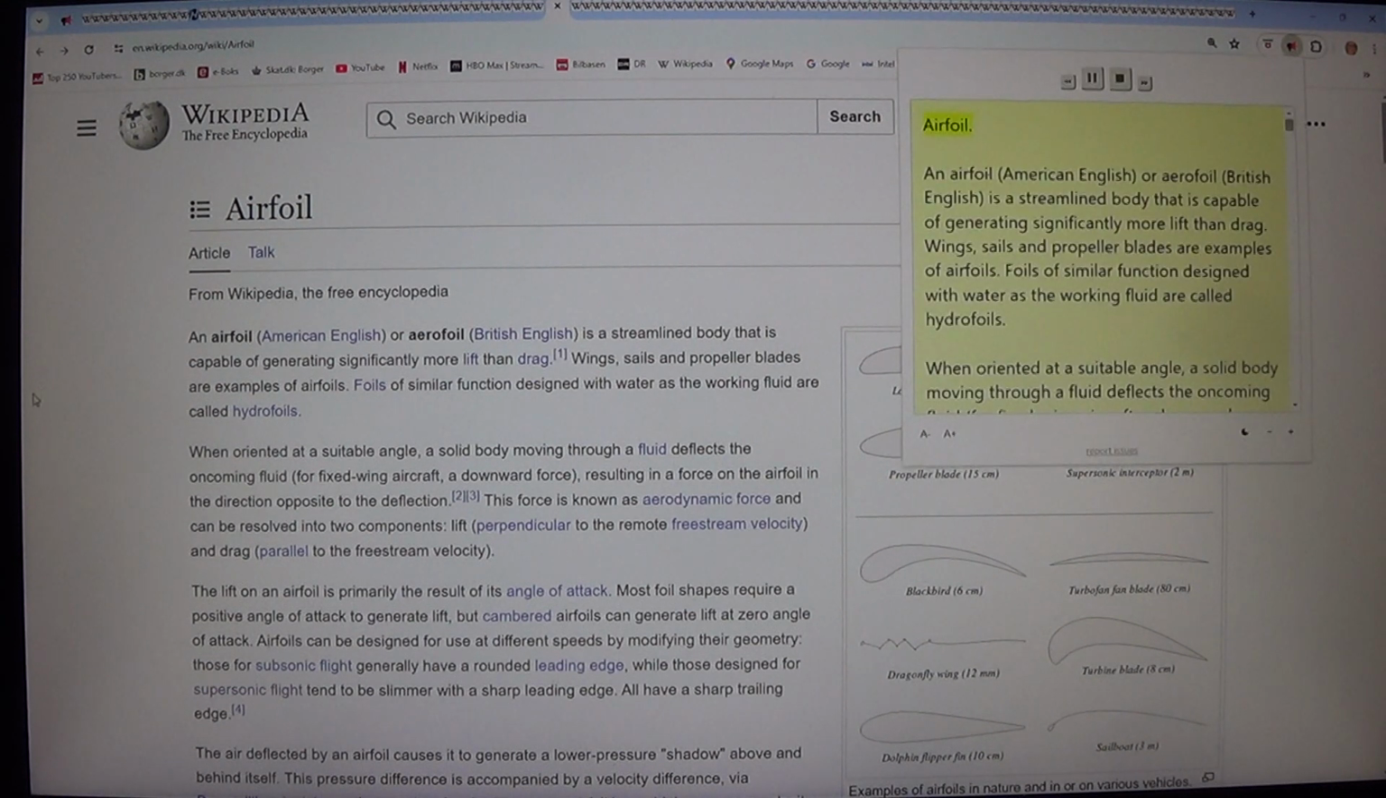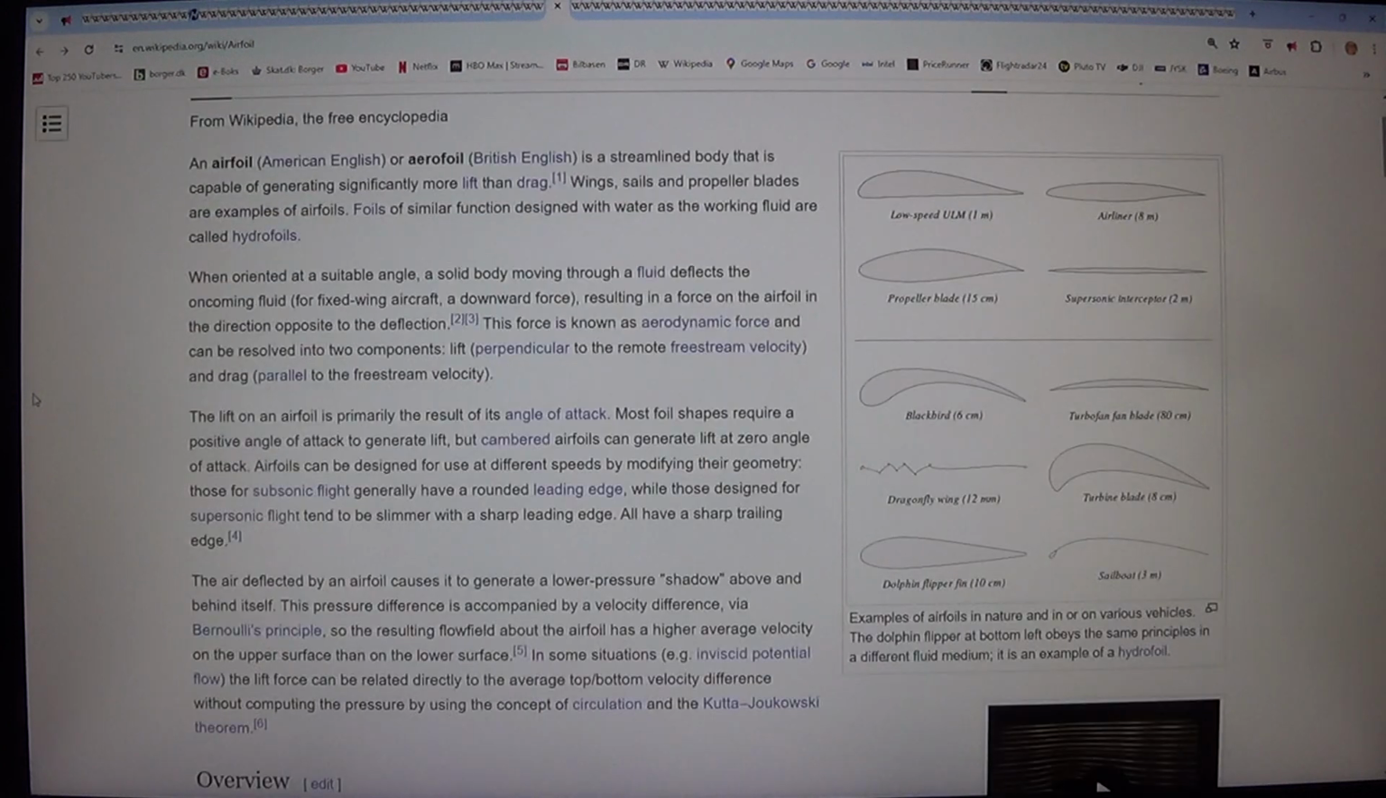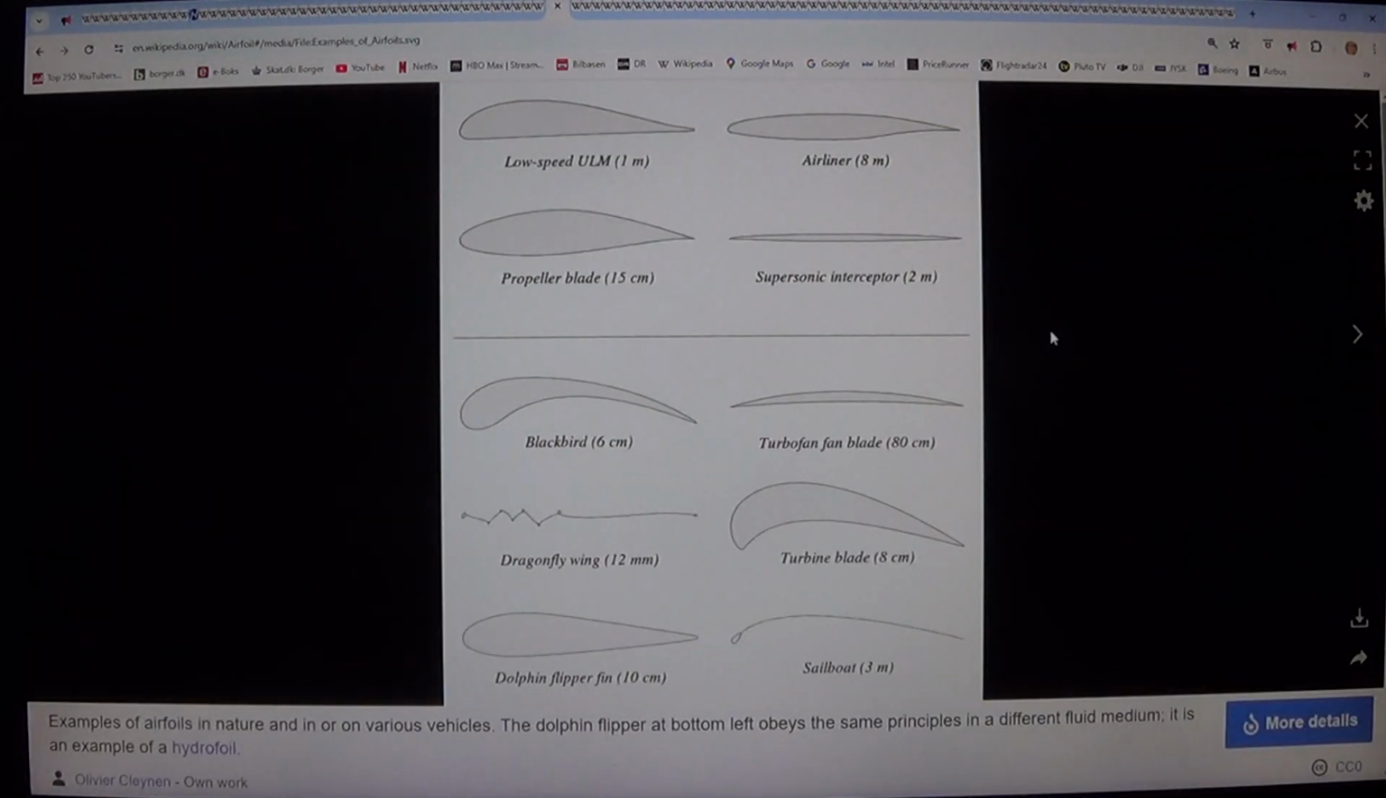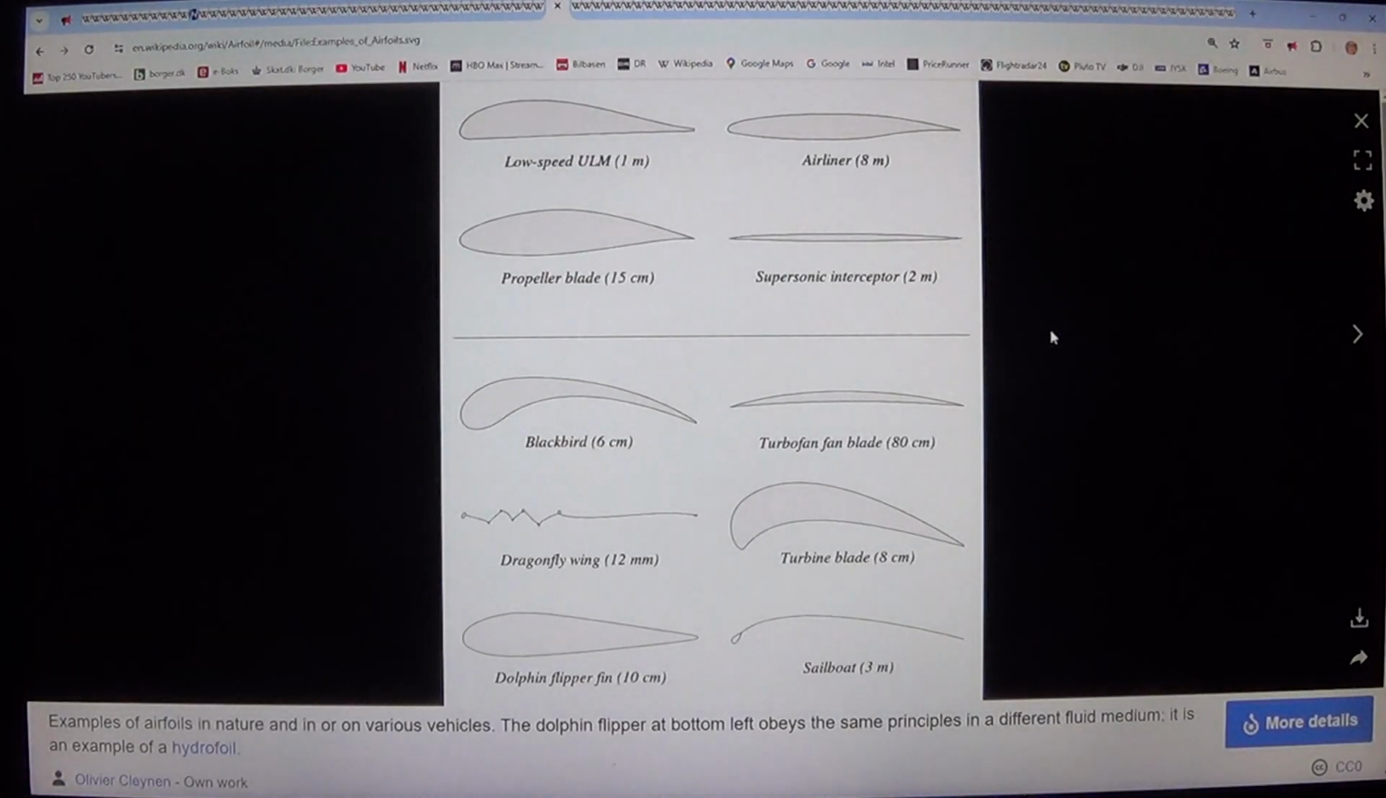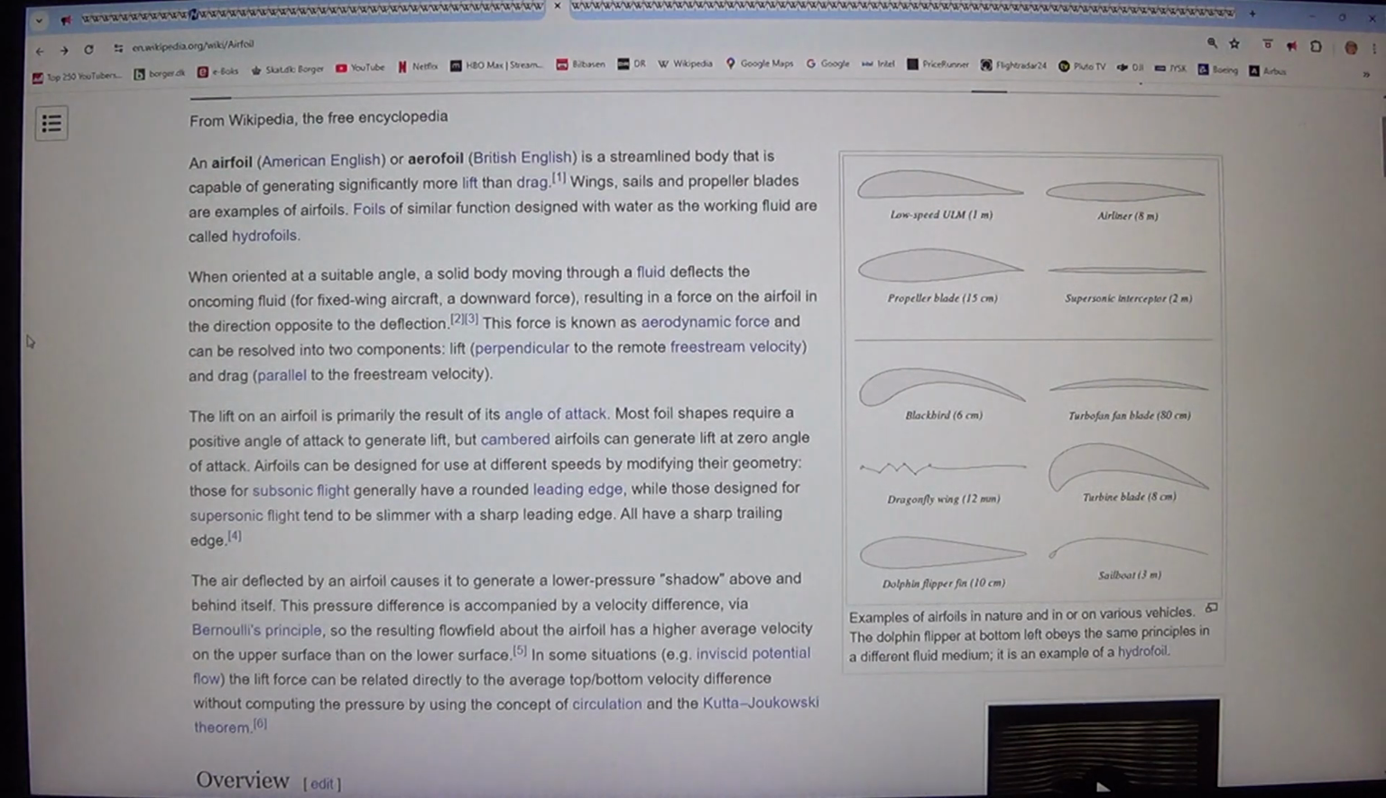Airfoil. An airfoil (American English) or aerofoil (British English) is a streamlined body that is capable of generating significantly more lift than drag. Wings, sails and propeller blades are examples of airfoils. Foils of similar function designed with water as the working fluid are called hydrofoils.